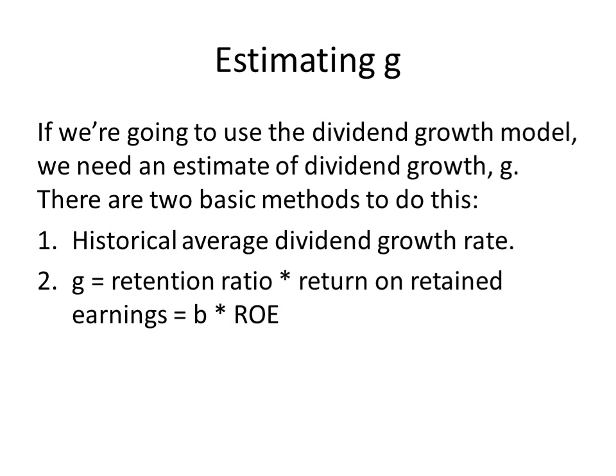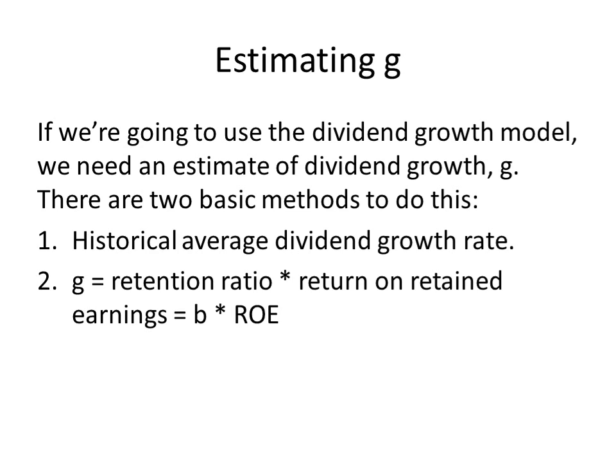One of the issues we run into is being able to estimate G. If we're going to use the dividend growth model, we need such an estimate. And there are two basic methods to do this. First of all, we could look at the historical average dividend growth rate. And that could be a useful way to do this if you don't expect the future to be different than the past. Once again, electric utilities might be a decent example for a company like that.